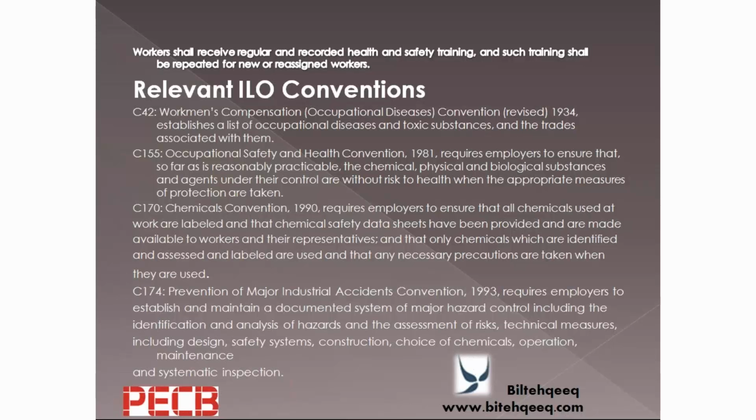The second ILO convention is the Occupational Safety and Health Convention 1981, which requires employers to ensure that, so far as reasonably practicable, chemical, physical and biological substances and agents under their control are without risk to health when the appropriate measures of protection are taken. The next is the Chemicals Convention 1990, which requires employers to ensure that all the chemicals used at work are labeled and that chemical safety data sheets have been provided.